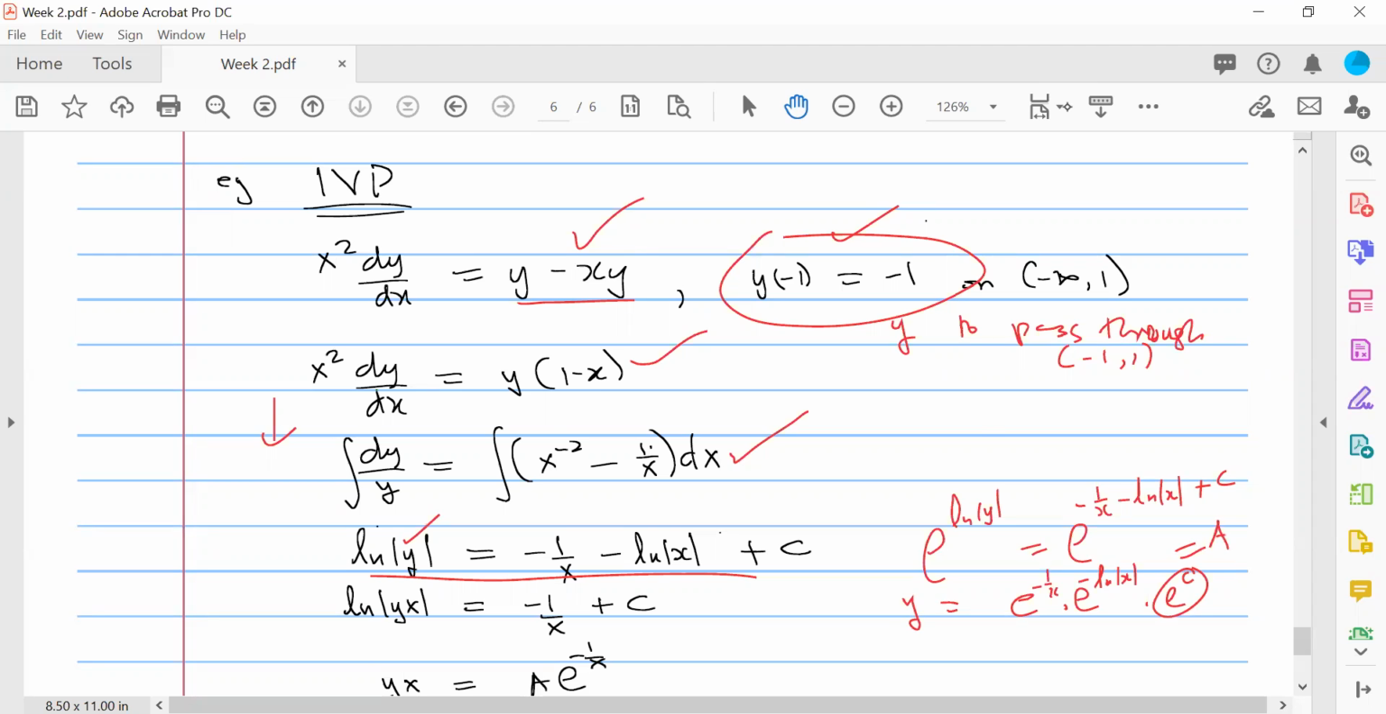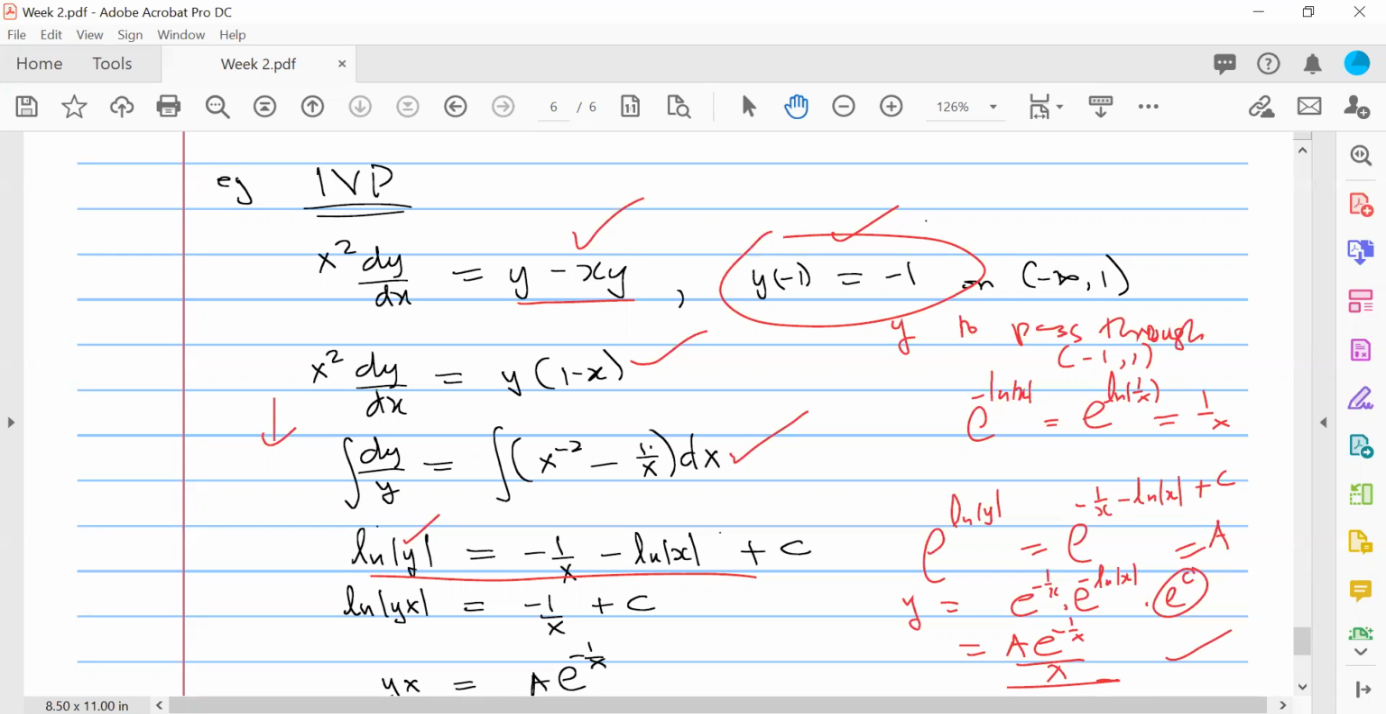But here I can see that e to the power minus ln of x is equal to e to the power ln of 1 over x, which is just 1 over x. So then I now have y equal to e to the power minus 1 over x times a over x. So I have that solution.